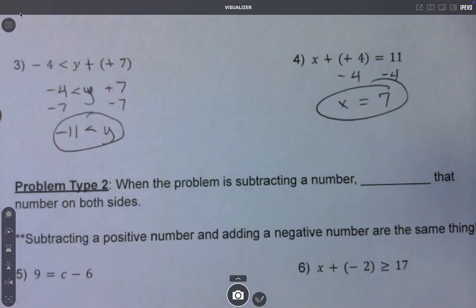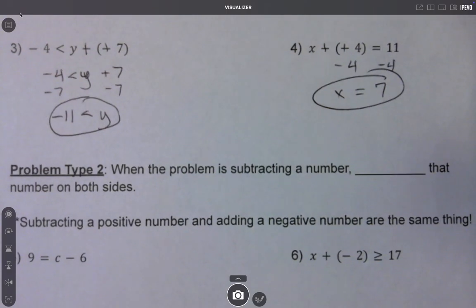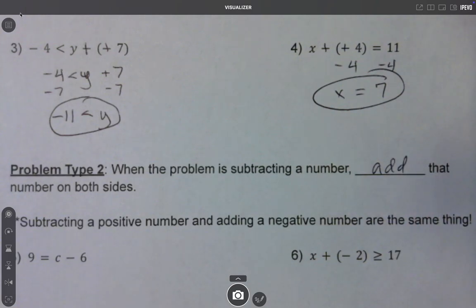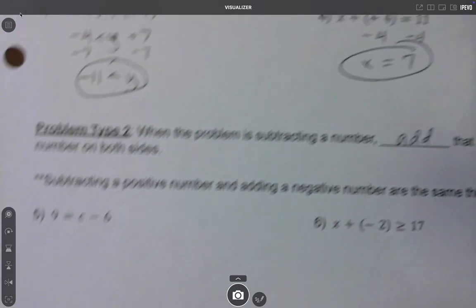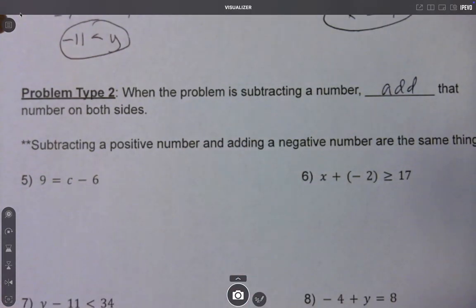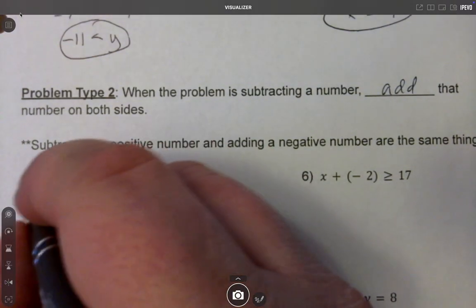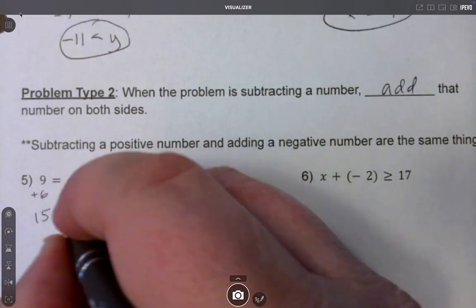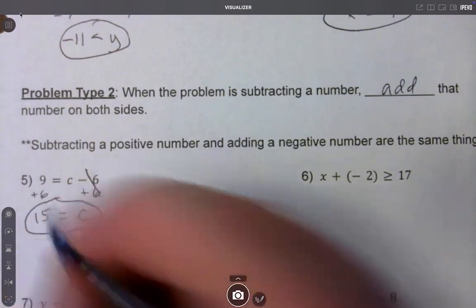Now the second type of problem is when we are actually subtracting a positive number. We add that number to both sides. So on number 5, c minus 6, they're subtracting 6. So we'll do the opposite and we'll add 6. We get 15 equals c.